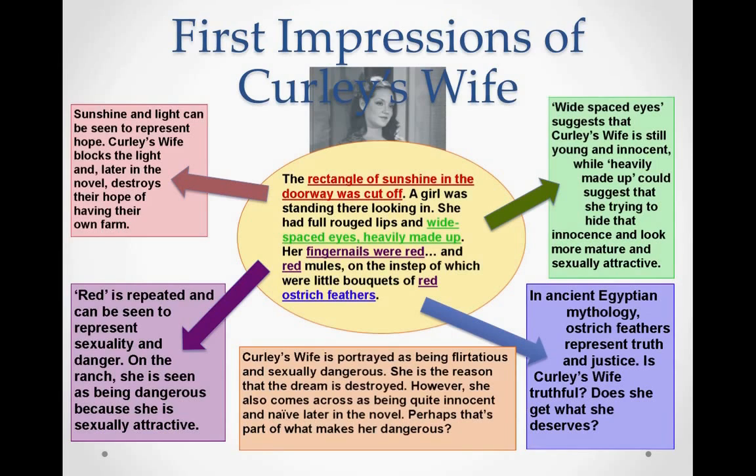I guess in a way you could see her as being a little bit like Lenny, in the sense that Lenny's very childlike but very strong, and that makes him dangerous. Curley's wife, in some ways, comes across as being quite innocent, but she's also sexually attractive, so that makes her dangerous too. Again, that's something that you can explore.